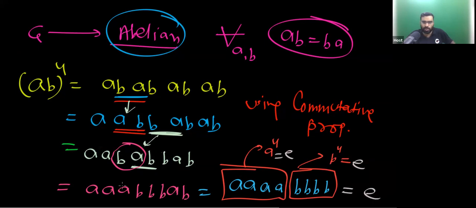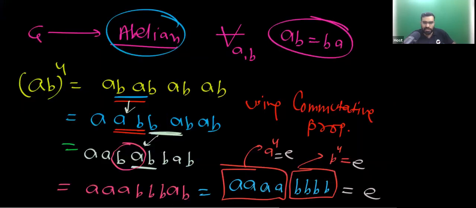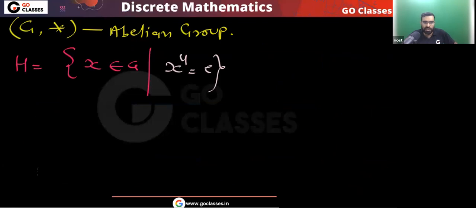So ultimately what did you get? Ultimately you got E. So can I say AB power 4 is E? AB power 4 is E. So can I say closure property is satisfied? Remember what we have done?